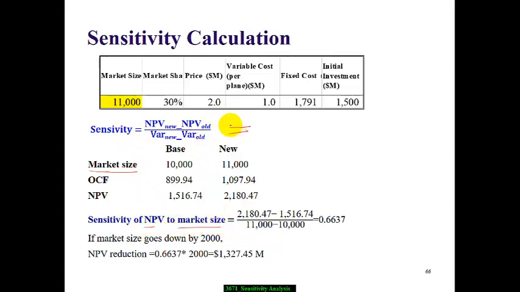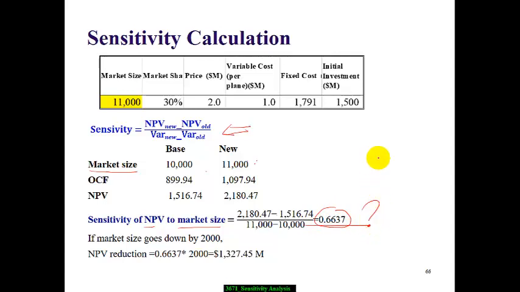Use our sensitivity formula. We use the change in net present value over change in market size. So the net present value is 2,180 minus old net present value 1,516. Market size changed from 10 to 11. So this gives us the sensitivity is 0.6637. So how do we interpret this number?